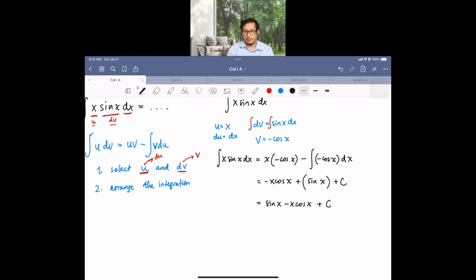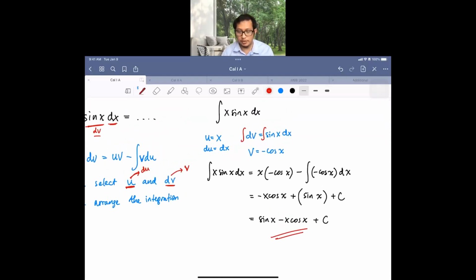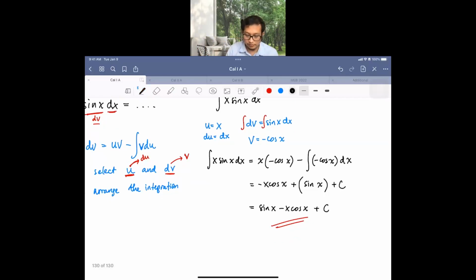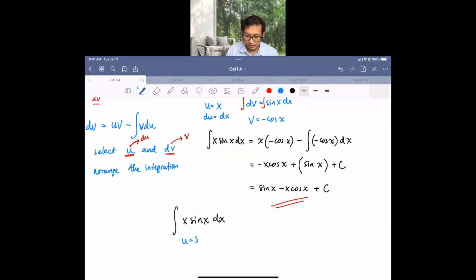I hope it's clear. It's easy to imagine. And what happens if you select the other part? Okay, we can still write the integration if you would like to look. So x sine x dx. So let u be sine x. So du will be cos x dx, right? And dv will be x dx. So your v will be x squared over 2, right?